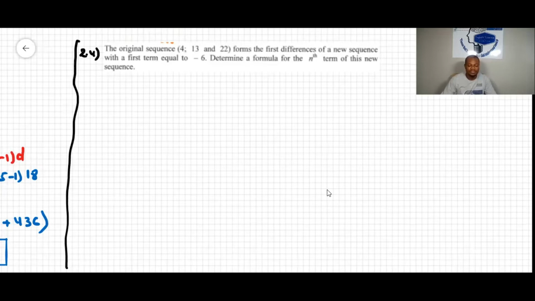The question says the original sequence 4, 13, and 22 forms the first difference of the new sequence, and we need to determine the formula for the nth term of the new sequence, Tn. Since this arithmetic sequence forms the first difference of the new sequence, we understand that the new sequence is a quadratic sequence, because the first difference of a quadratic sequence is a linear pattern. Then they say the first term is -6.